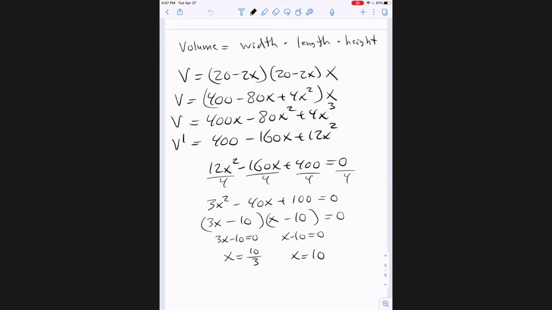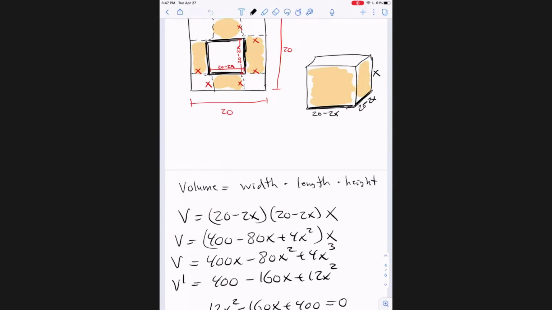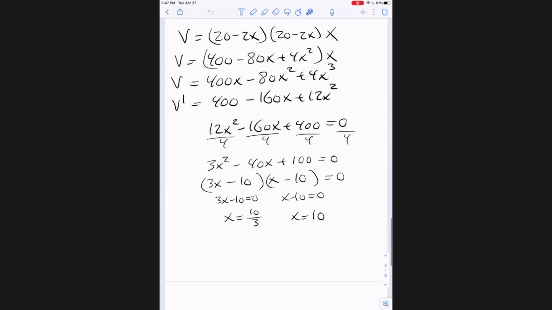Now remember what x represents. X represents how many inches you cut out from the corner. Does it make sense to have x equal 10? If I cut out 10 inches from this side and 10 inches from that side, there is nothing left, no base left. So it can't be 10. You don't even get a box. The other way you can tell that it's not 10 is the second derivative test: if you take the derivative of the derivative and plug in x equals 10, you will not get concave down. You'll get concave up, which means it's not a maximum. So x equal 10 is not going to work.